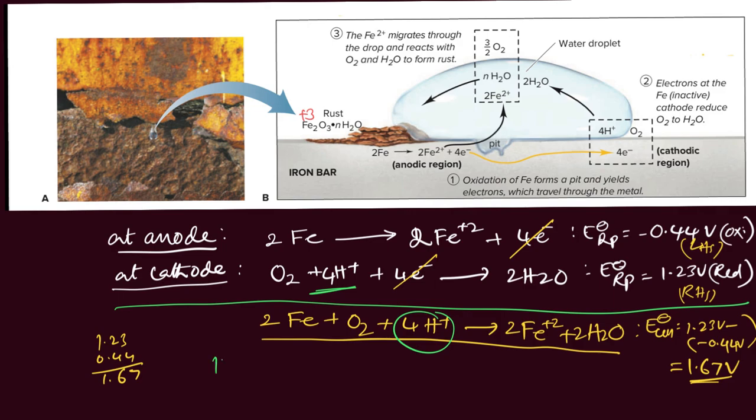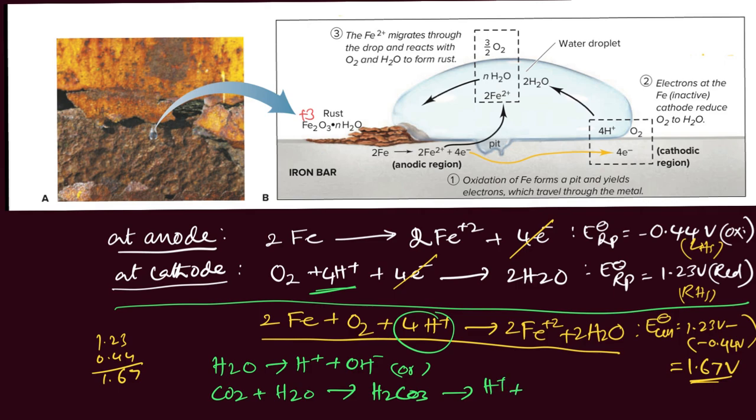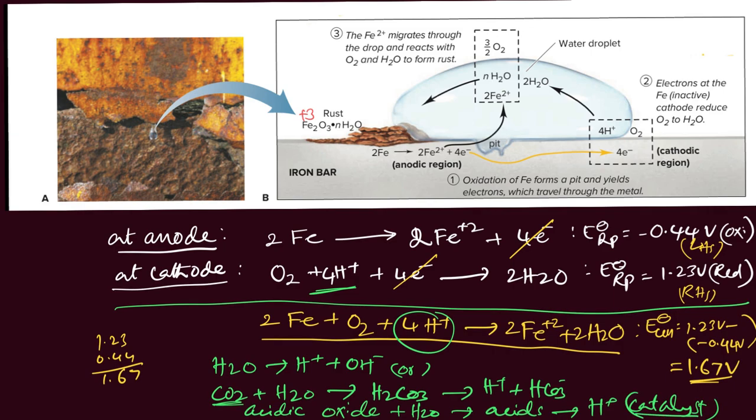Now this H plus is produced from H2O, which gives H plus and OH minus, in one way. Otherwise, in the atmosphere, carbon dioxide and water both react to give which one? Carbonic acid. This carbonic acid ionizes into H plus and HCO3 minus. Not only this one, any acidic oxide reacts with water to form acids, and those acids will give the H plus. So this H plus is the main part in converting iron into iron oxide, acting as a catalyst. I will explain how it acts as a catalyst in this reaction, which is important for competitive exams on corrosion of iron.